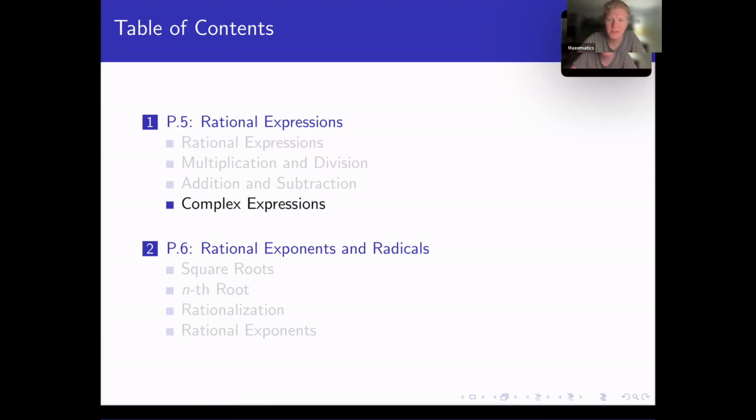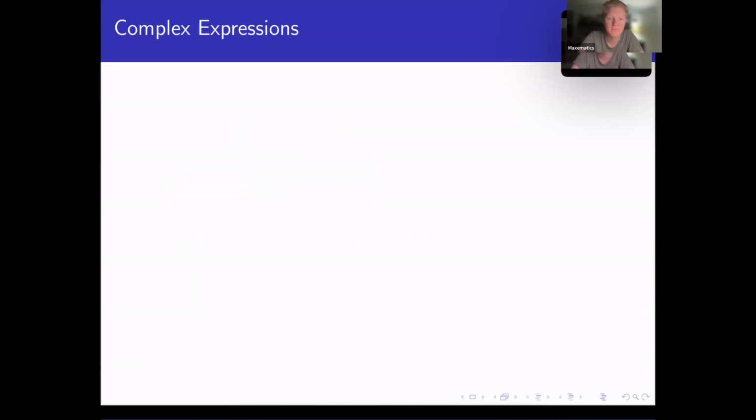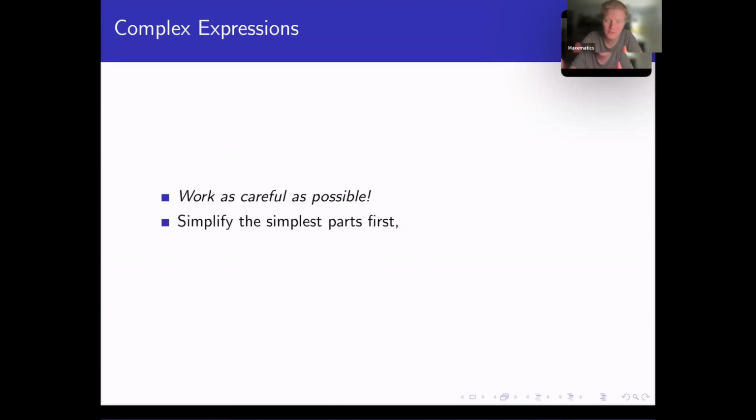Okay, now complex expressions. It's better when we are in person talking about these things, because we can make some really, really messy looking rational expressions. But for now, let's just go over one example so you see the need to be careful. For complex expressions, just work as carefully as possible. Simplify your simple parts first, work your way to harder and harder parts, but start with the easy things, and then work your way up to the bigger stuff.